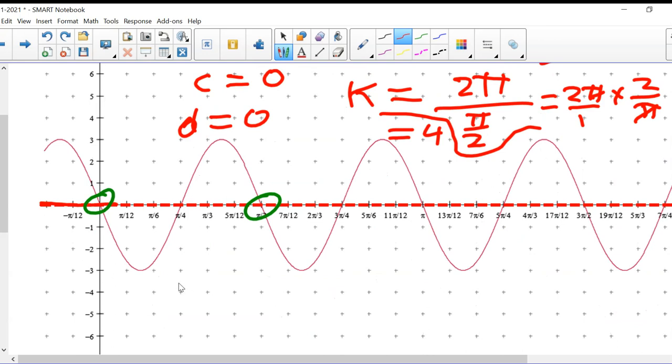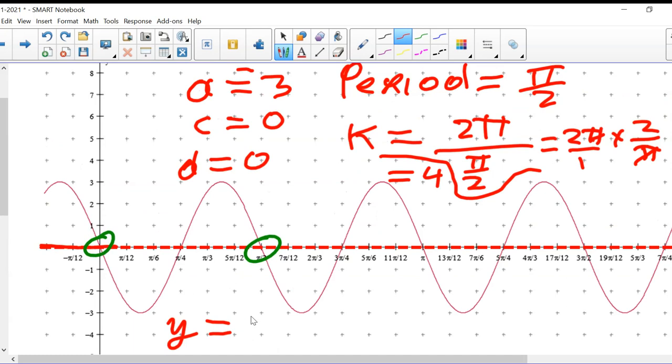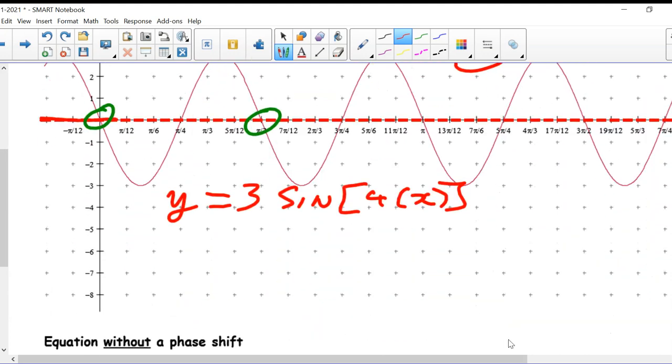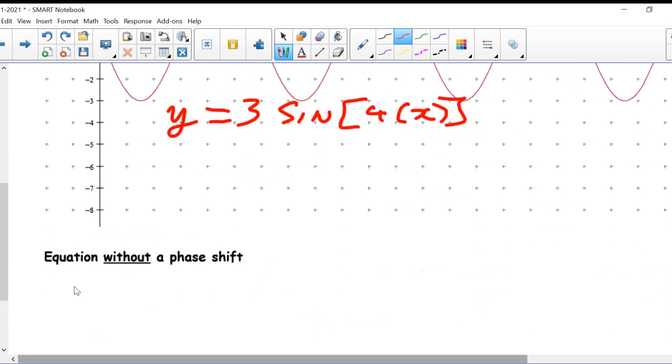Now we're ready to write our function. Here comes the function. So one version of the function is y is equal to, this is the one without the phase shift. Y is equal to, remember the A was 3, sine, open bracket, 4, open another bracket, x. There is no phase shift, so I'm going to close the bracket twice, and there's no vertical translation, so that would be my equation. Now, that will work, but what if we wanted to write this with a phase shift?